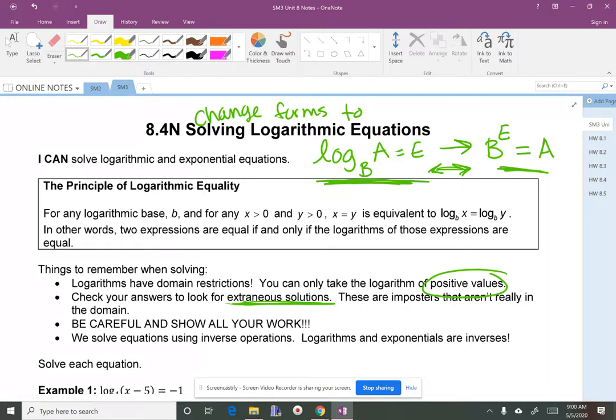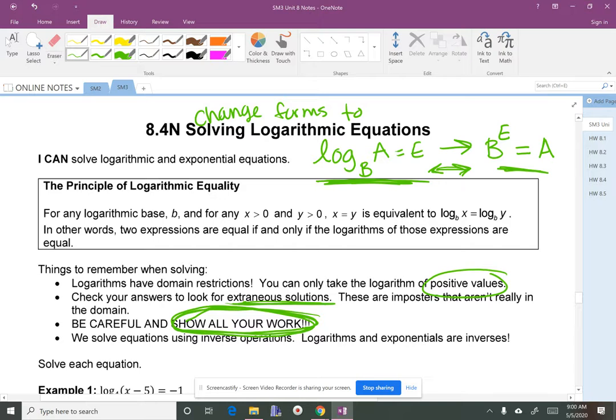Next thing says be careful and show your work. This is huge. I know every teacher says, show your work, blah, blah, blah. But you need to show your work for your benefit. These are things you can't really do in your head. I can't do them in my head very well, and I've been doing this for a while. It is helpful to write it down, use paper.